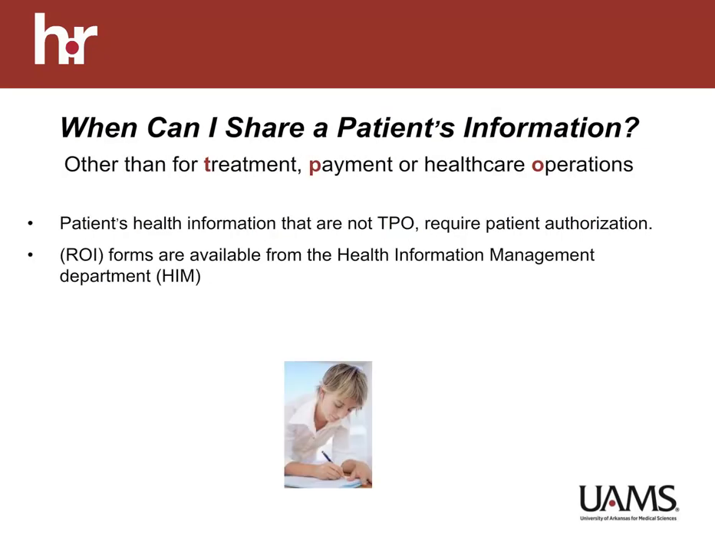Most uses and disclosures of a patient's health information that are not TPO, that is for treatment, payment, or healthcare operations, require patient authorization. For example, sharing patient health information with attorneys or life insurance companies. The HIPAA law requires UAMS to obtain a specific authorization form from the patient. It has several required elements to be valid. Valid authorization for release of information, that is ROI forms, are available from the Health Information Management Department.